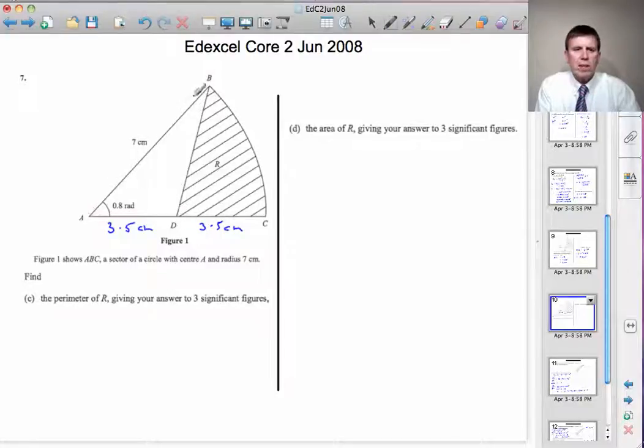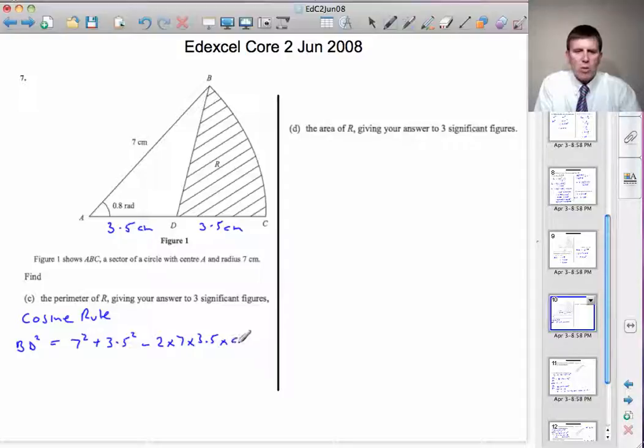So working in this triangle, I know this side, I know that side, and the angle in between them, so I can use the cosine rule to find BD. So cosine rule: BD squared is equal to 7 squared plus 3.5 squared minus 2 times 7 times 3.5 times cos 0.8, where 0.8 is measured in radians.